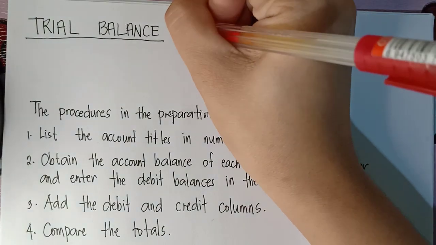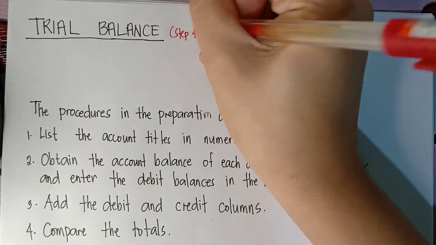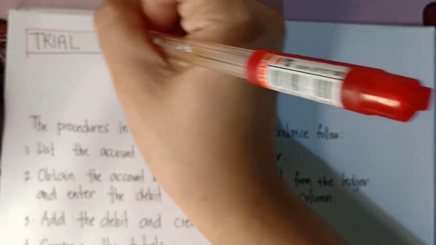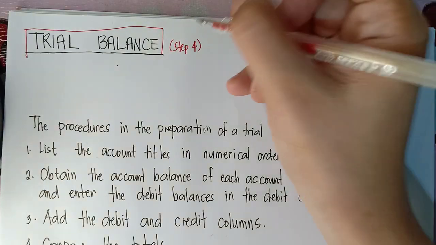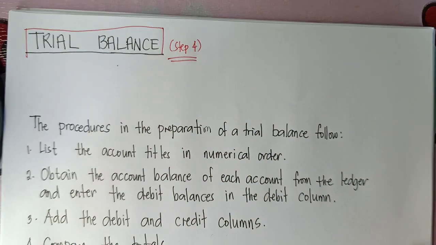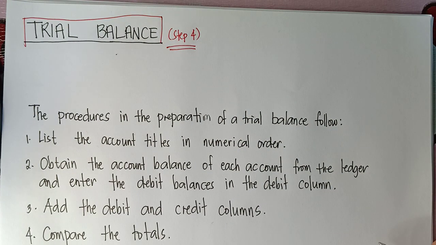So class, in today's discussion, we will discuss the trial balance. This trial balance is step 4 in the accounting cycle. We already discussed step 1, step 2, and step 3 in our previous videos, so you can visit those videos before watching the video about trial balance, in order for you to know the steps in the accounting cycle. Okay, so the trial balance is what?